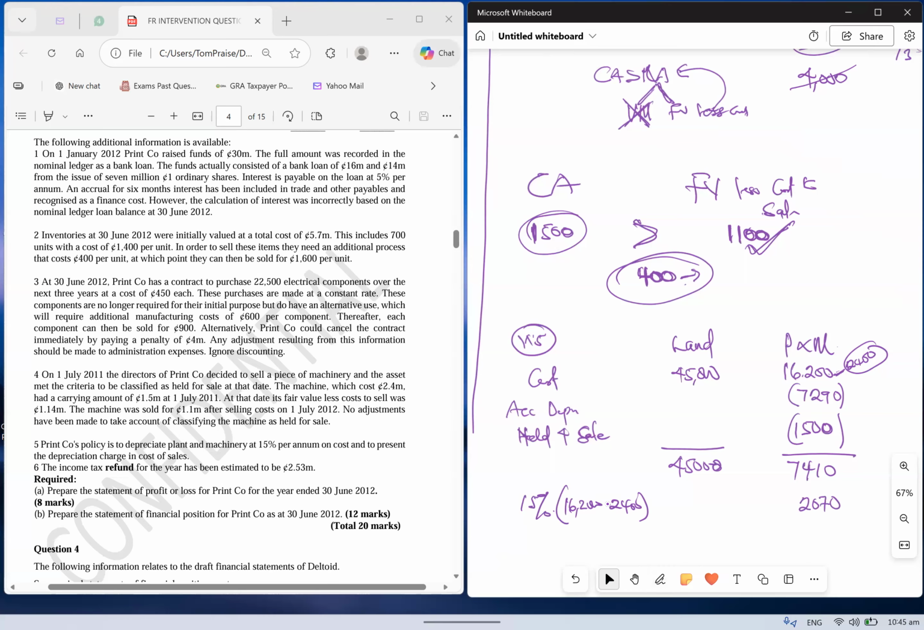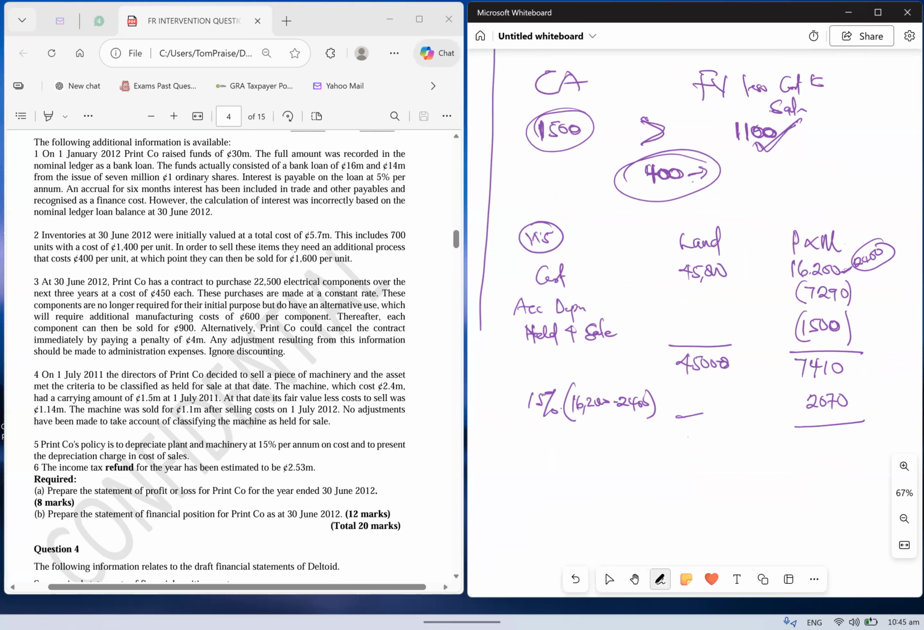2,070. So what will you have for carrying amounts? This is 45,000. 5,340. Sorry, what is the figure? 5,340. So we have our PPE now. So add it. Then let's go and do this one to our depreciation.